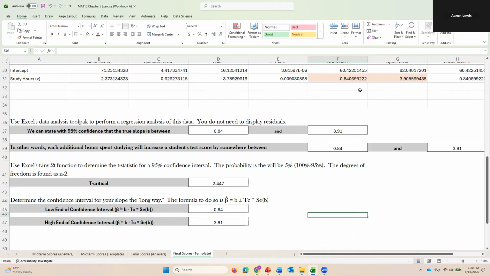So Excel will grab 95% by hand for you. If you are ever looking for a number besides 95%, just follow this procedure over here for whatever percentage you're looking for.